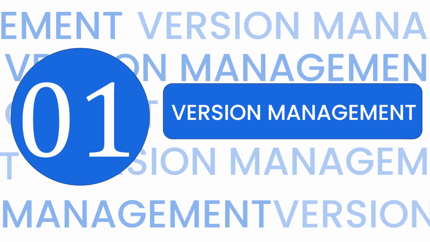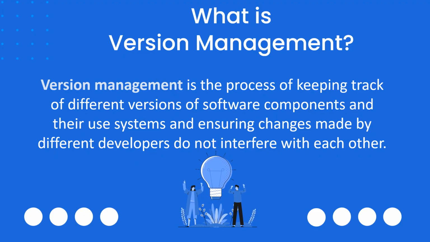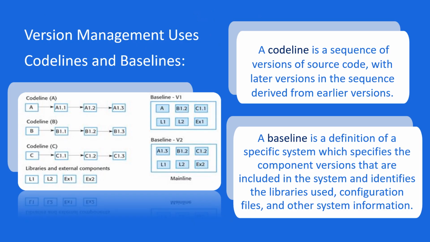The first component of configuration management that we will discuss is version management. Version management is the process of keeping track of different versions of software components and the systems in which these components are used. It also involves ensuring that changes made by different developers to these versions do not interfere with each other. In other words, version management is a process of managing code lines and baselines.